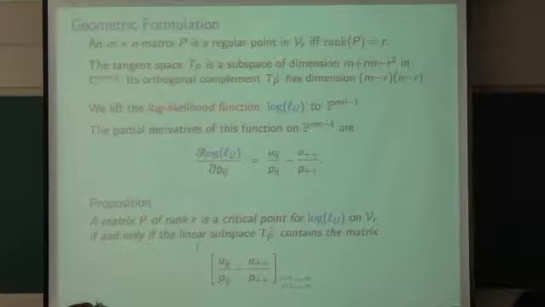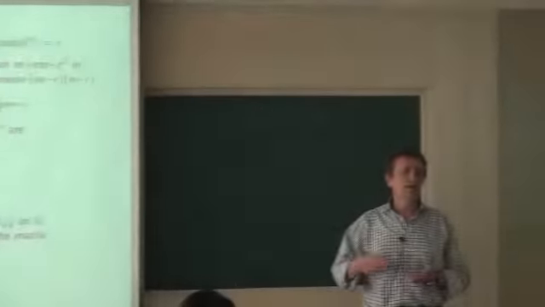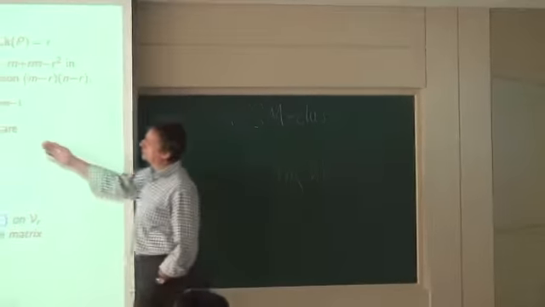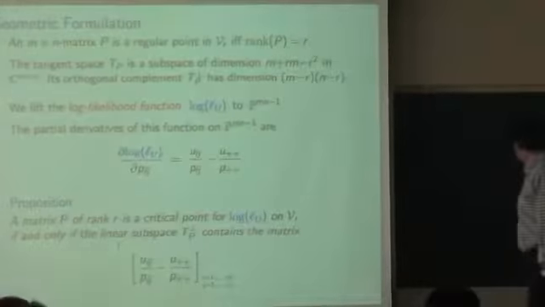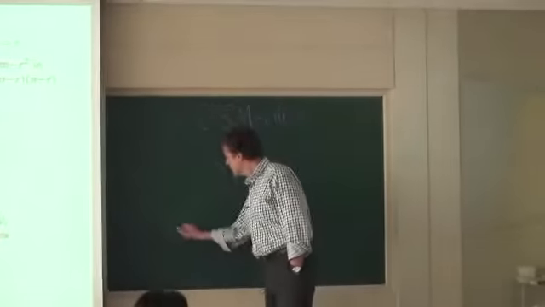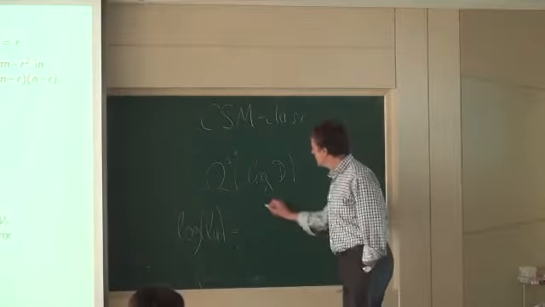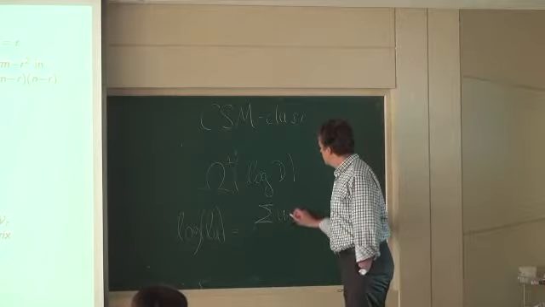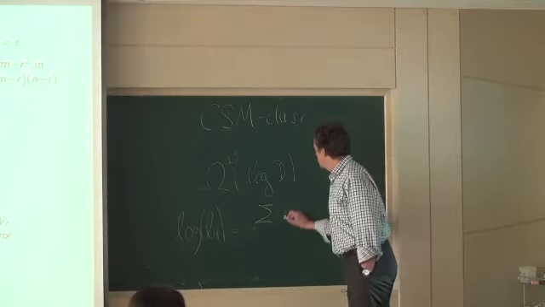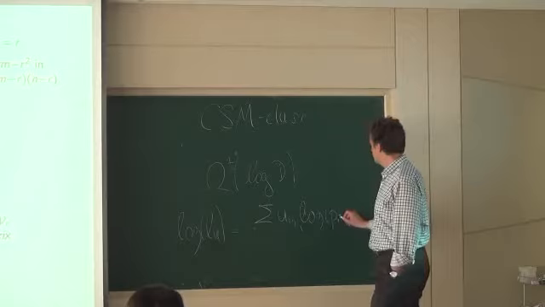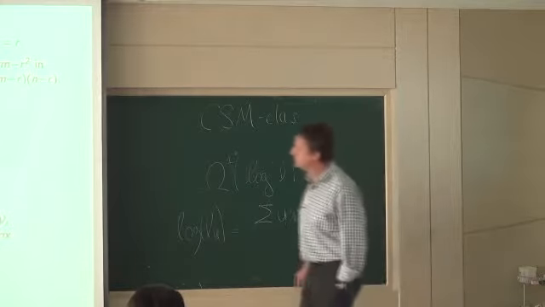Now the other thing we do, we form the log likelihood function. Whenever you have a complicated product, if you want to take the derivative, it's a good idea to take the logarithmic derivative. So we're going to look at the log likelihood function, L_U, and we lift this to a function on projective space. So log L_U is the sum of U_ij times log P_ij, and then you take the derivative of this.